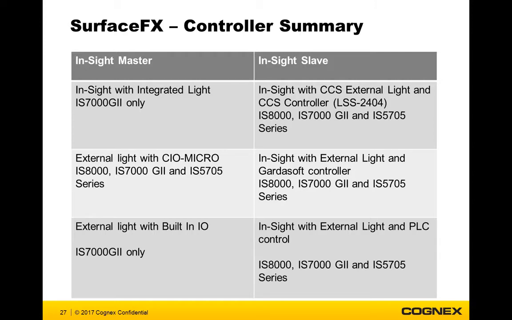Alright, but if we can't use the built-in, if we can't use the master, that's okay. We have Insight as a slave. You have Insight with the CCS, external light with that controller, or any other lighting vendor with their controller. You have the external light with a Gardasoft controller. Again, this supports all the new models, okay? Or you have the external light and a PLC controller, but basically they're going to do the same thing. The controller is going to trigger Insight and turn on a light.